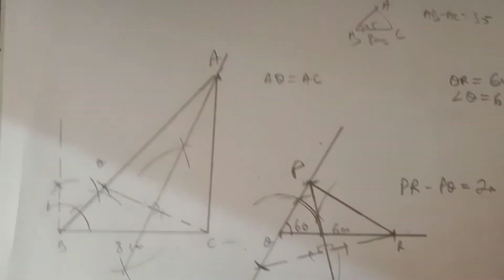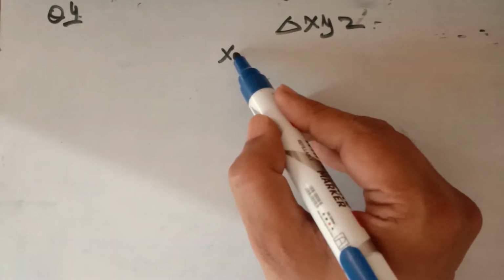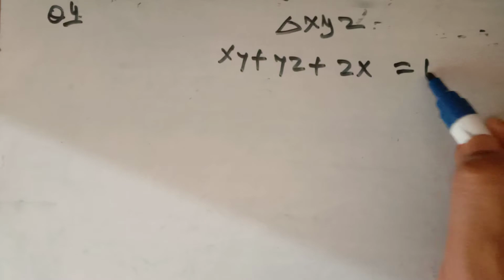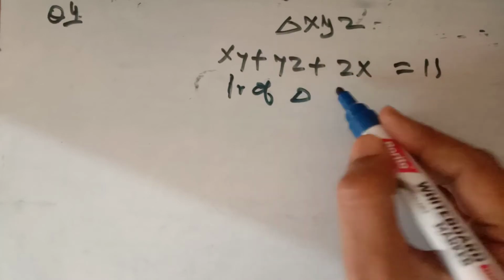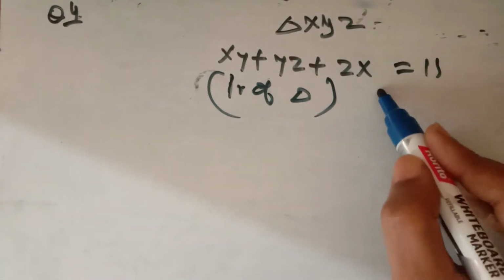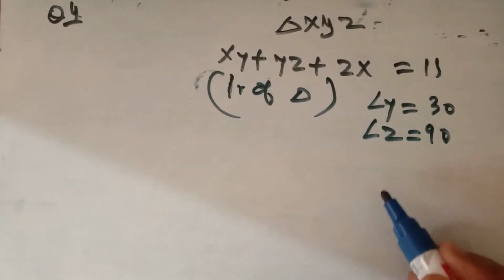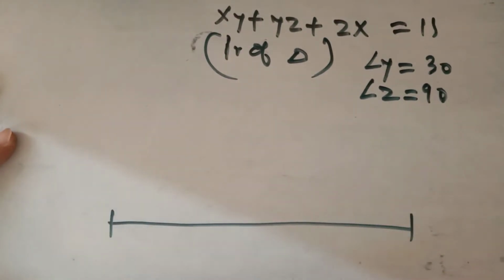Now after that, there is a construction in which the perimeter of the triangle is given. That is question number 4 of this exercise, in which there is a triangle XYZ, in which the sides XY plus YZ plus ZX, meaning the perimeter of the triangle, is given as 11. The perimeter of the triangle is given, and the base angles are given, that is angle Y is equal to 30 and angle Z is equal to 90 degrees. You have to construct this. So how do you have to draw it? First of all, you draw the perimeter. Let us say AB.